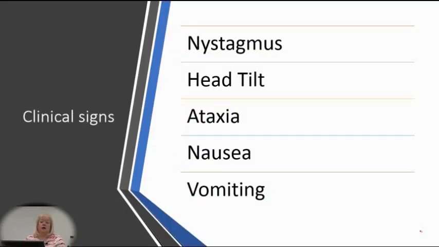And here are the clinical signs we see with vestibular disease. We're going to see nystagmus, we're going to see head tilt, we're going to see ataxia, nausea, and vomiting. Now there can be a difference in the nystagmus between central and peripheral. You can get rotary nystagmus with your central, but you don't always.